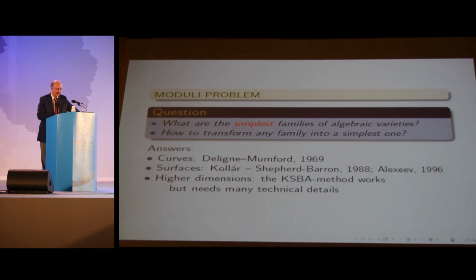Here, work started relatively late. For curves, for one curve, Riemann already solved the problem in 1851, but for families of curves, the solution was found only in 1969, in an important paper of Deligne and Mumford. And then for surfaces, as a consequence of the minimal model program, with Shepherd-Barron, I wrote up a solution, and then it was extended a lot by Alexeev in 1996. And it seems that in higher dimension, this method is now frequently called the KSBA method. It works. There are various technical details that have not been completely settled yet, but the main theory is definitely there.